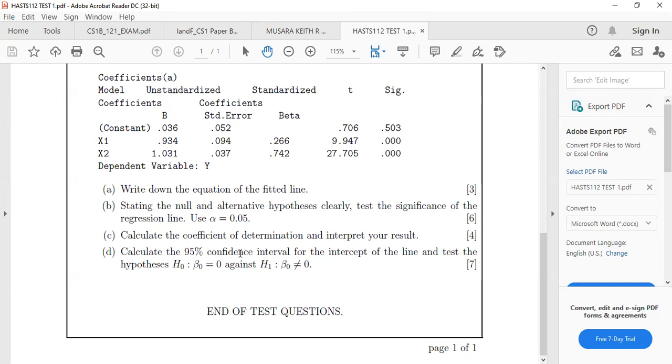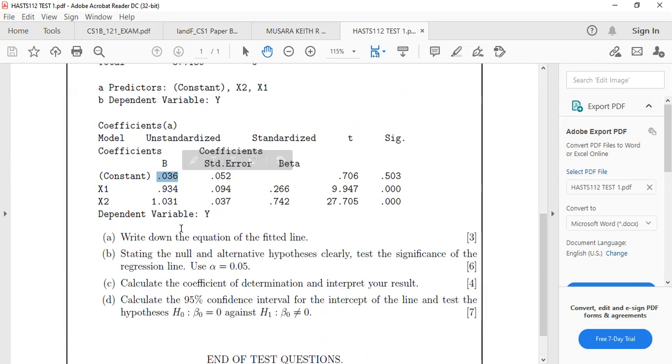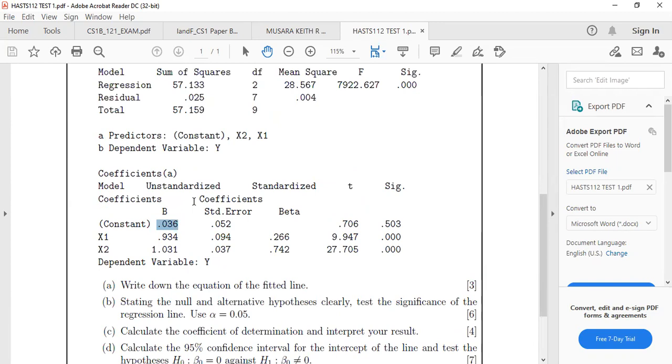So we know our beta naught, that we mentioned initially, that's 0.036, right? But what is our n, and what is the standard error of beta naught? I think we add 1 to the degrees of freedom for SST. So our n is 9 plus 1, which is 10. Then our standard error for beta naught is 0.052.